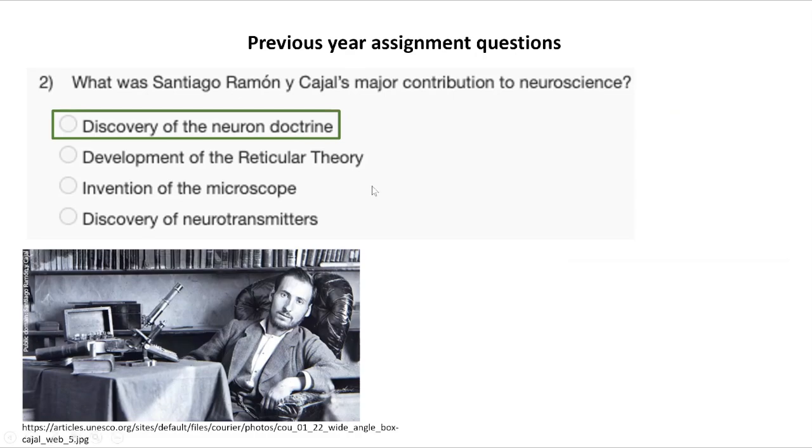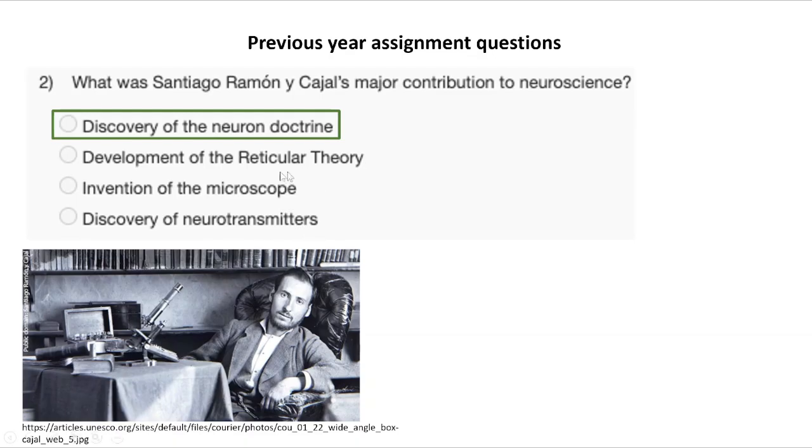So, what was Santiago Ramon y Cajal's major contribution to neuroscience? It was the discovery of the neuron doctrine. And like we know, he was against the reticular theory. He did not believe the reticular theory. One of the key proponents of the reticular theory was Camillo Golgi, the one who actually developed the Golgi method that Cajal later refined and used. That was Camillo Golgi, but Cajal and Golgi were rivals, so to say.